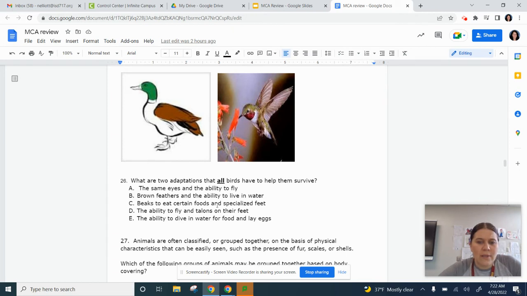26, what are two adaptations that all birds have to help them survive? They have the same eyes and the ability to fly. They have brown feathers and the ability to live in water. Beaks to eat certain foods and specialized feet. The ability to fly and talons on their feet. The ability to dive in water for food and lay eggs.